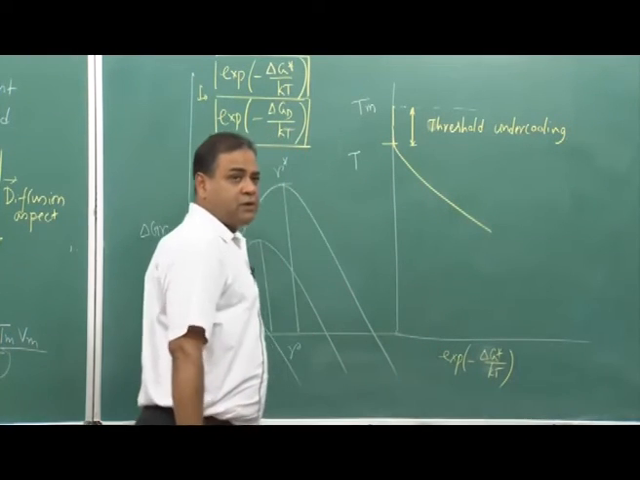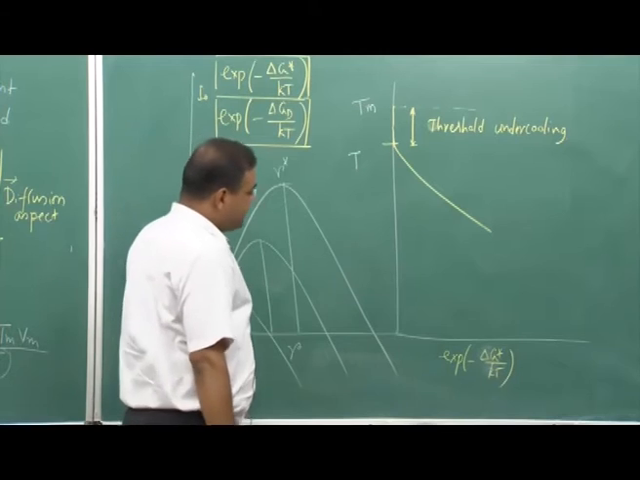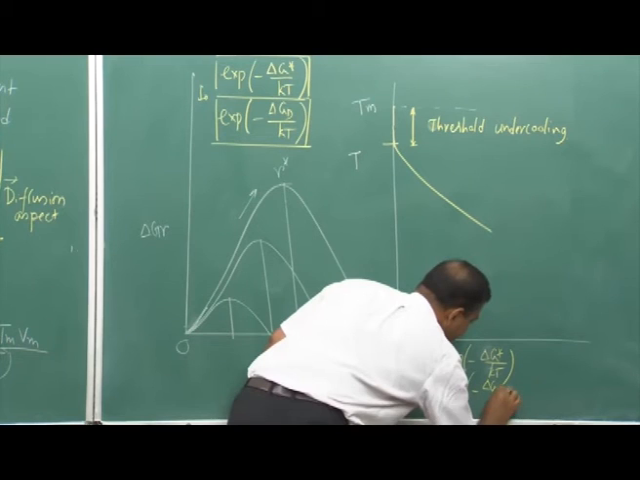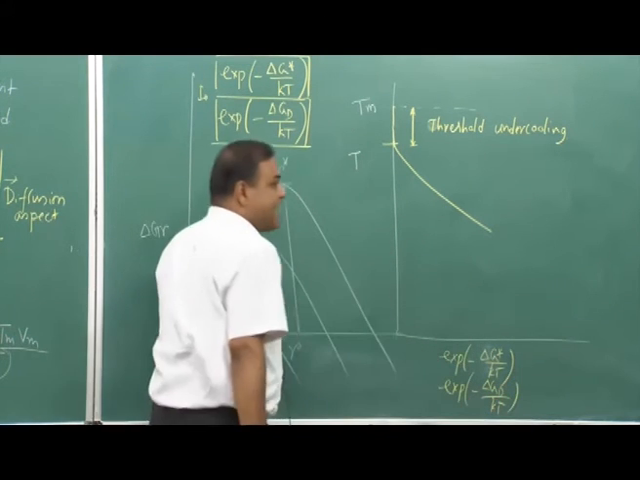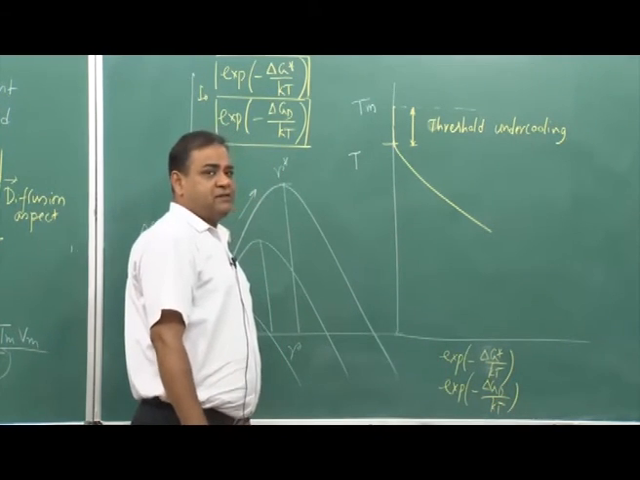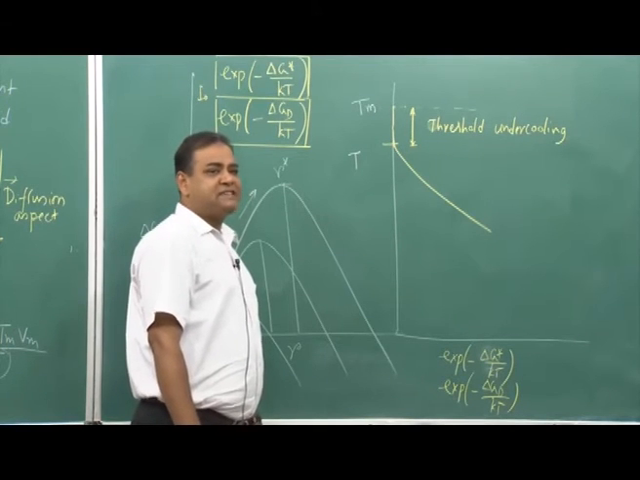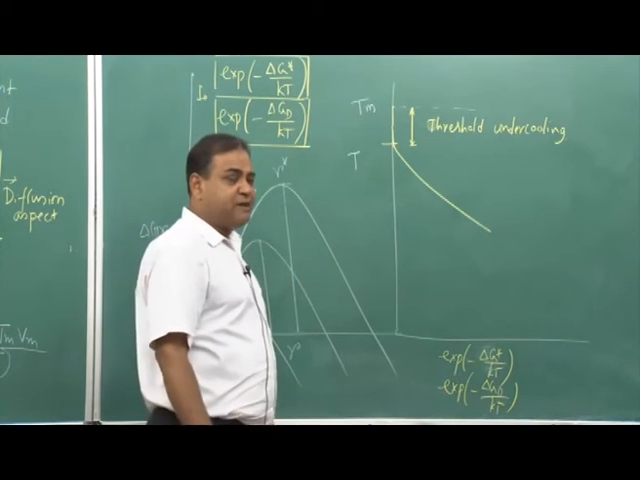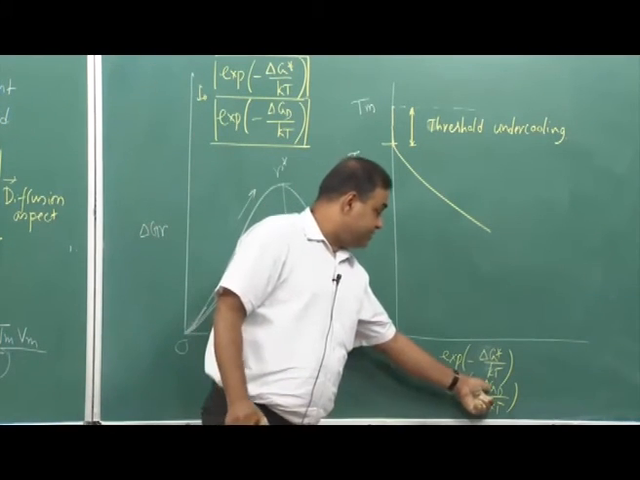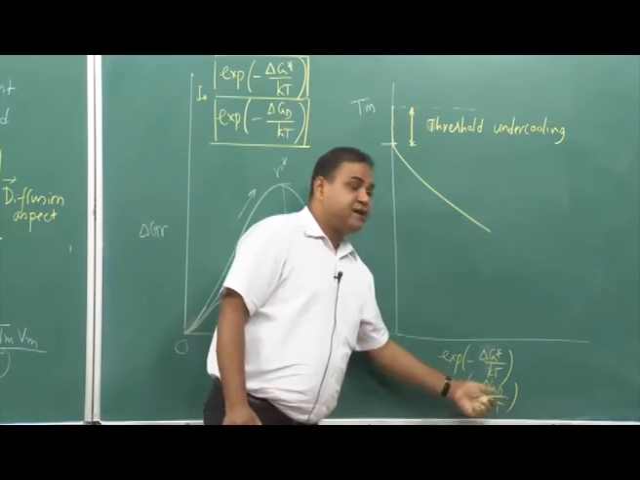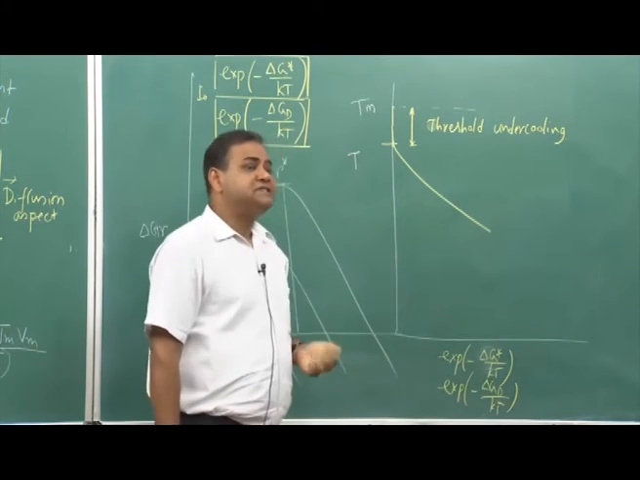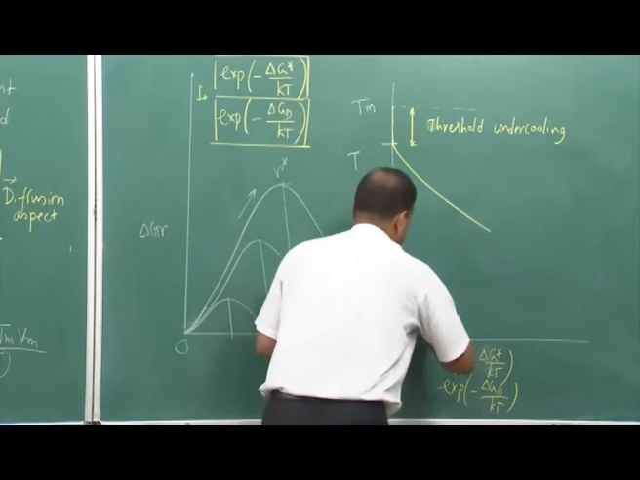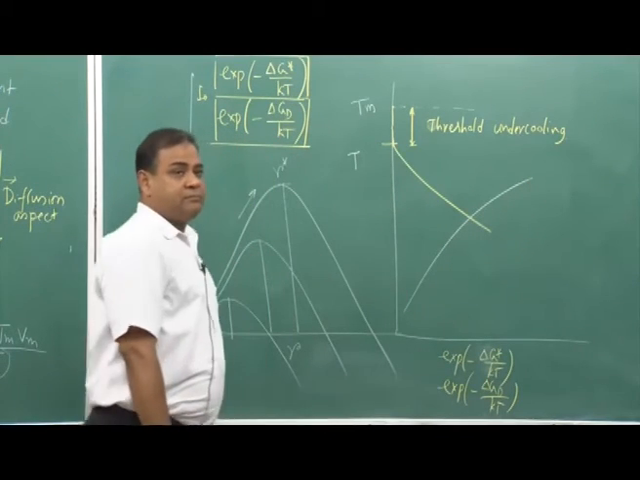Threshold undercooling. Now, if we consider the second term, exponential minus delta g d by kt: as we increase temperature, I have more and more excitation of atoms. The atom can move easily. So this particular barrier term would decrease gradually with the increase in temperature. So that term would always increase, it is always increasing.